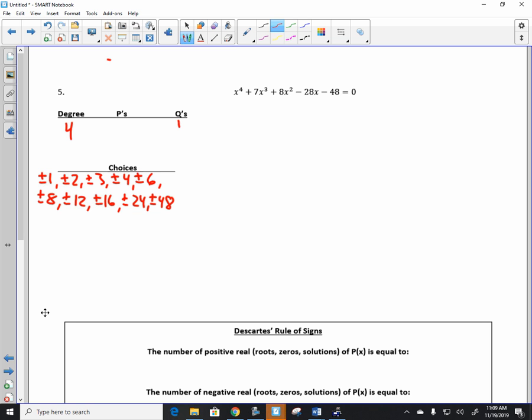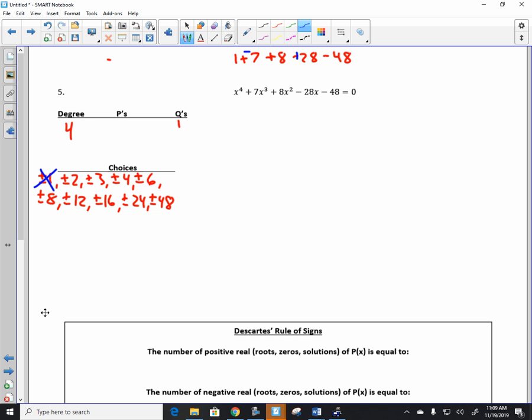Kind of try 1. As you roll it in, you get 1 plus 7 plus 8 minus 28. And right now, then you see that 48, like, oh man, that ain't happening, is it? So maybe try -1. Notice if you try -1 that the even ones stay the same, right? So x to the fourth, -1 to the fourth is still 1. Then this would change to minus. This would be plus. This would be a plus. So, yeah, no, that doesn't work either, huh? So the ones are out.